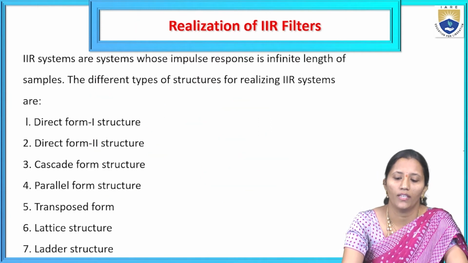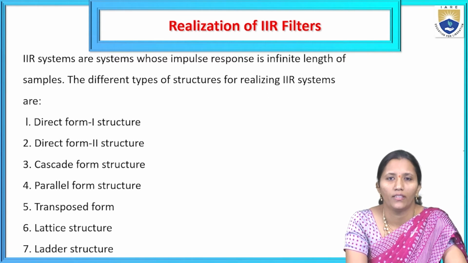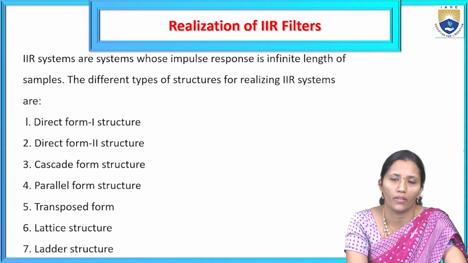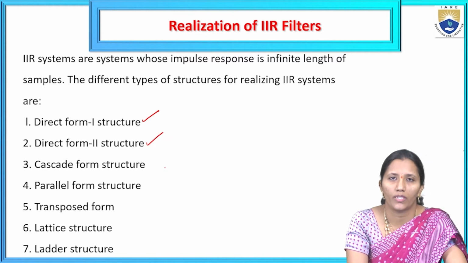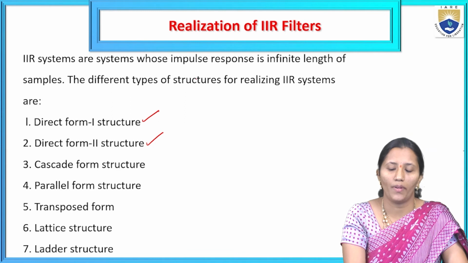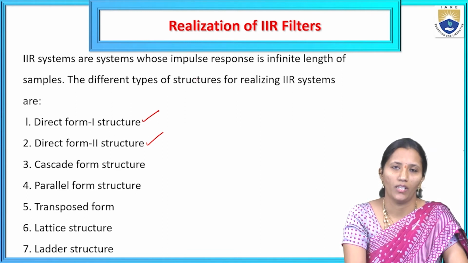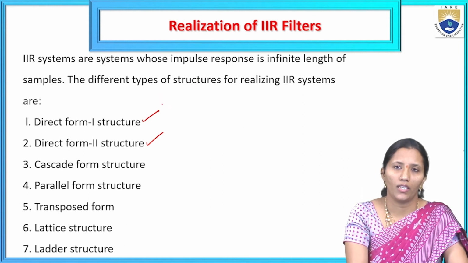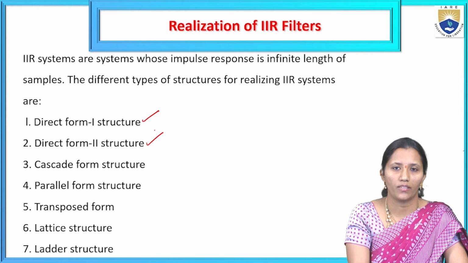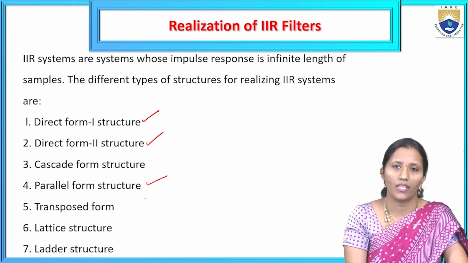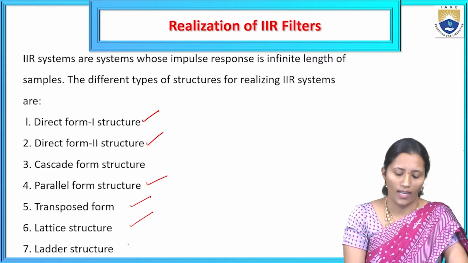So here we have two types of filter realization. We are going to discuss the realization of IIR filter and FIR filter. First we will discuss the realization of IIR filter. We have different methods, but in this session we are going to discuss only the direct form 1 structure and direct form 2 structure. IIR systems are systems whose impulse response is of infinite length of samples. The different types of structures for realizing IIR systems are direct form 1 structure, direct form 2 structure, cascade form structure, parallel form structure, transposed form, lattice structure and ladder structure.